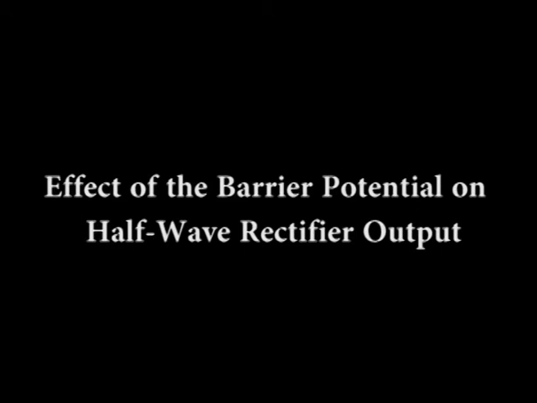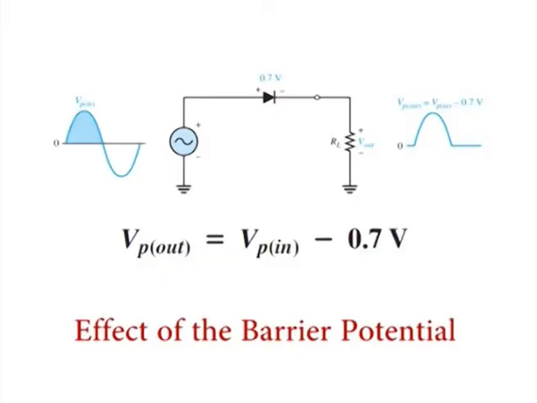Effect of the barrier potential on the half wave rectifier output. In the previous discussion, the diode was considered ideal. When the practical diode model is used with the barrier potential of 0.7 volt taken into account, this is what happens. During the positive half cycle, the input voltage must overcome the barrier potential before the diode becomes forward biased. This results in a half wave output with a peak value that is 0.7 volt less than the peak value of the input. The expression for the peak output voltage is as shown here.